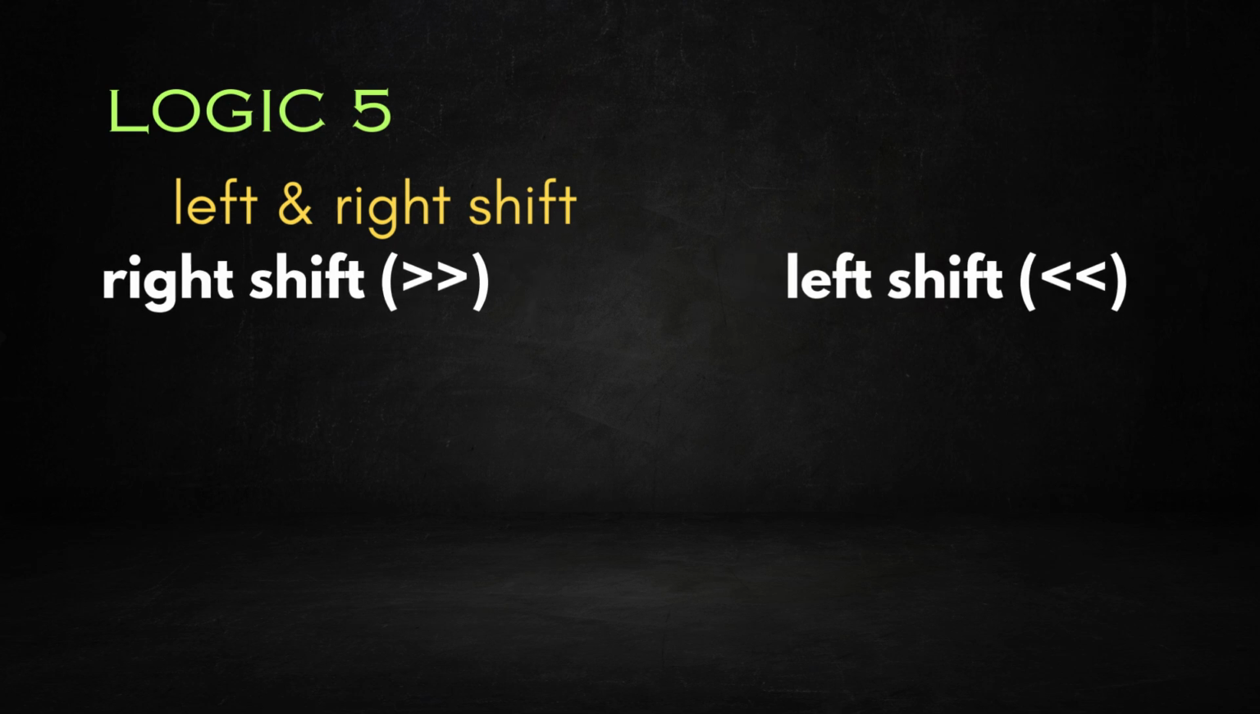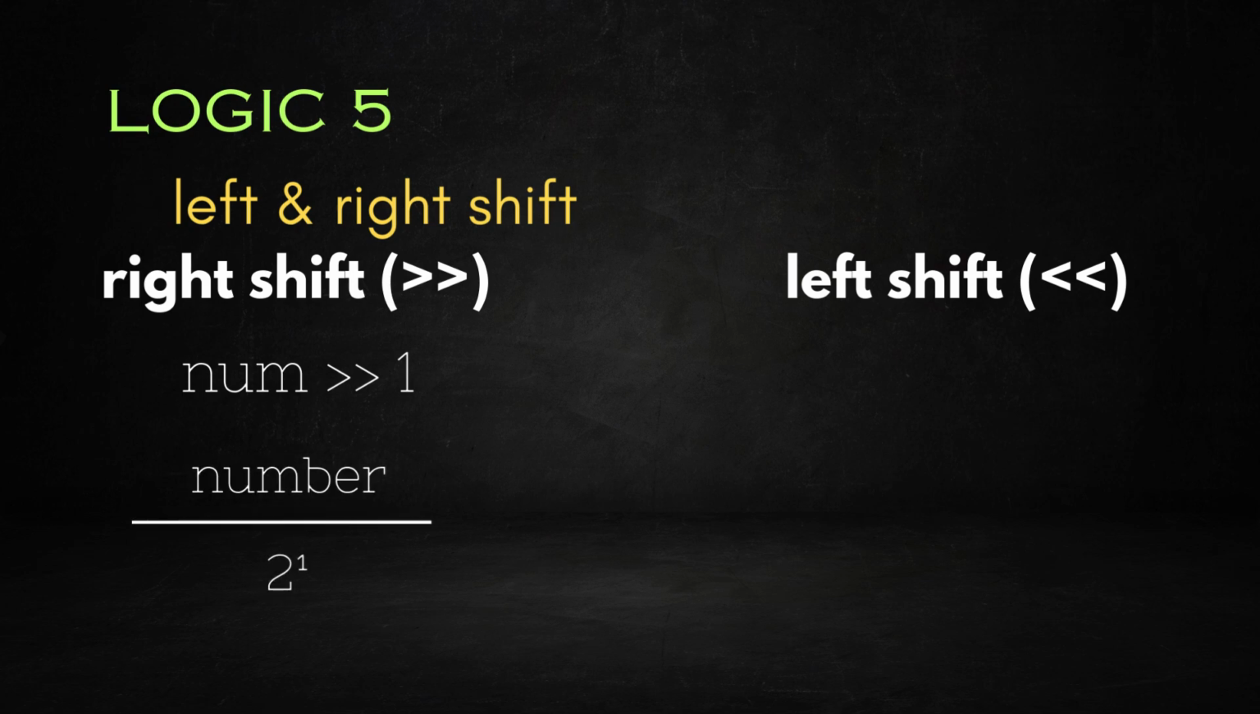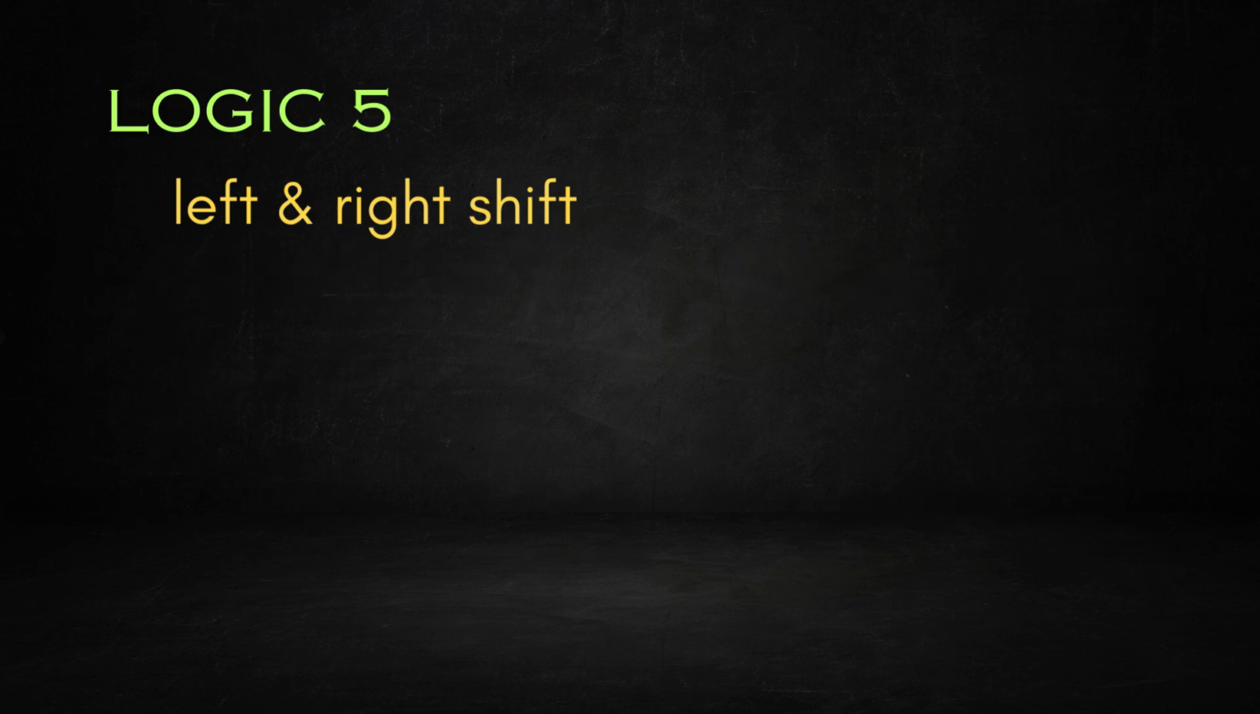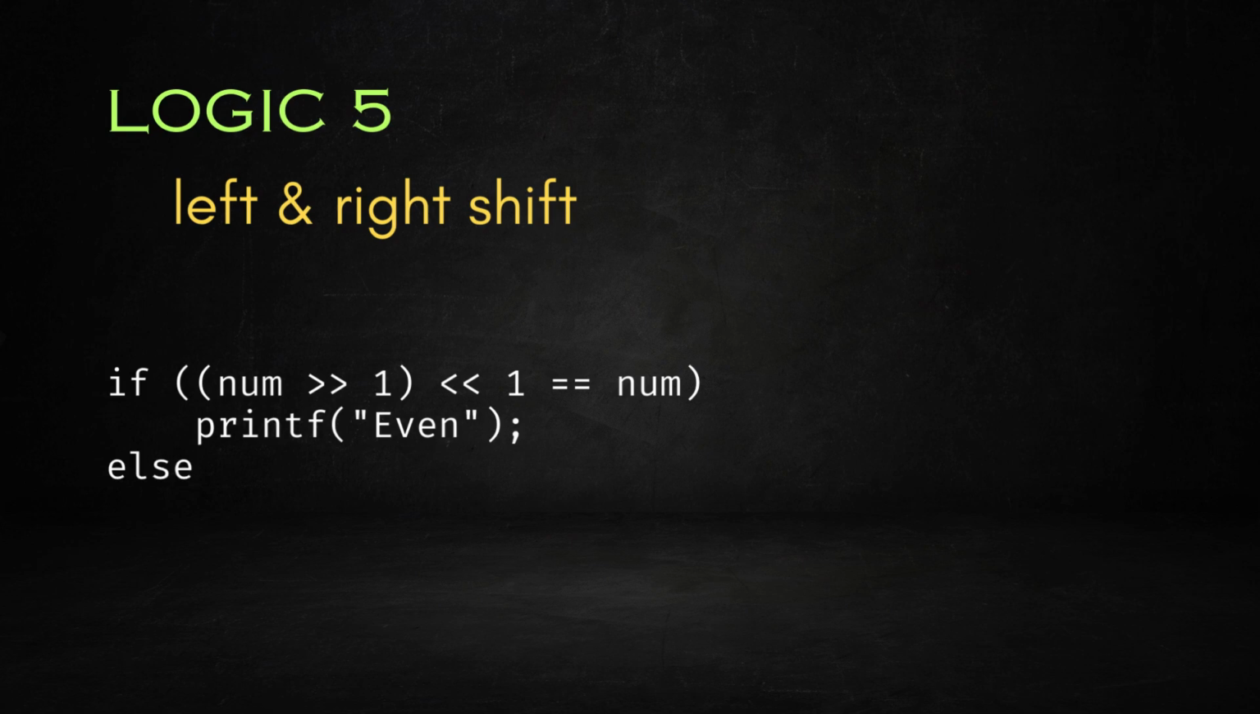Logic 5. Left and right shift operators. Now, here comes a very interesting and less known logic, using bit shifting. When we right shift a number by 1, it is equivalent to dividing the number by 2. And when we left shift it back, it is equivalent to multiplying by 2. If number >> 1 << 1 equals number, printf even, else printf odd.